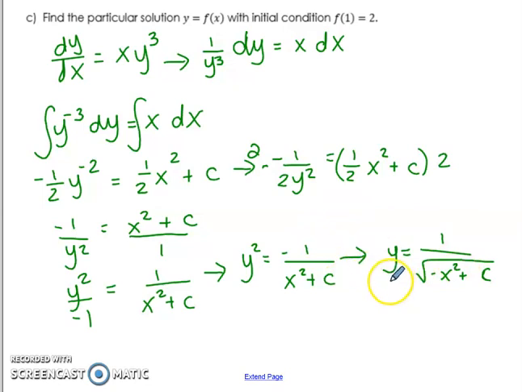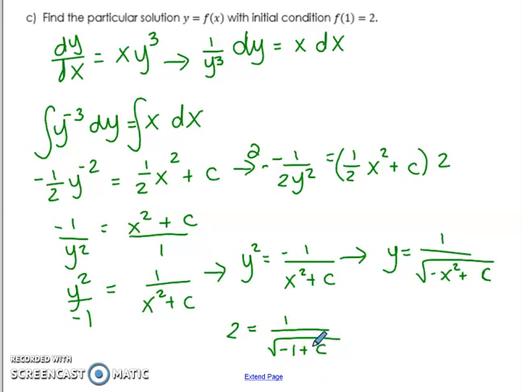So what we need to do is now use our initial condition and try to solve for c. So our initial condition is that y is equal to 2, and x is equal to 1. So we're going to do 2 is equal to 1 over the square root of negative 1 squared. So 1 squared is just 1, so we're going to keep that as just negative 1 plus c.